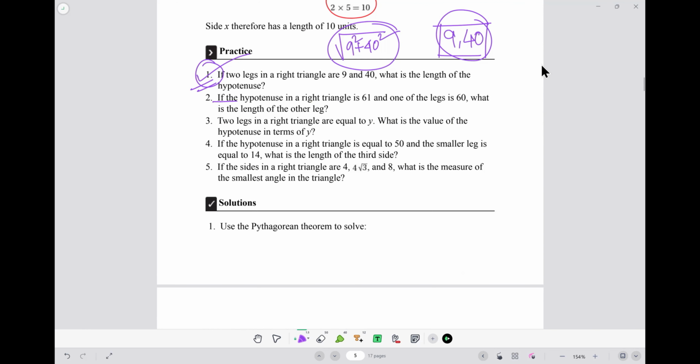If the hypotenuse in a right triangle is 61 and one of the legs is 60, what is the length of the other leg? The same problem: you just need to use the Pythagorean theorem, put in the value of the hypotenuse, and then the value of the other side. Whether you are finding the opposite side or the adjacent side, whatever it is, the number would be the same.